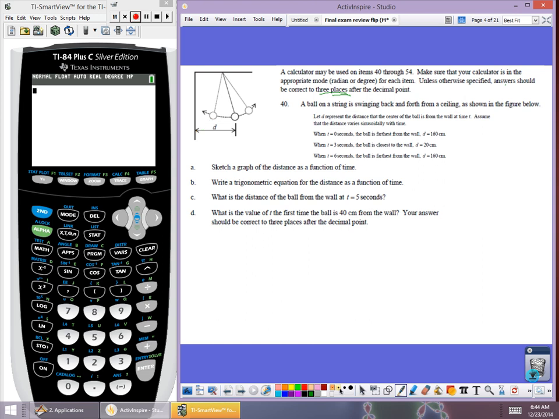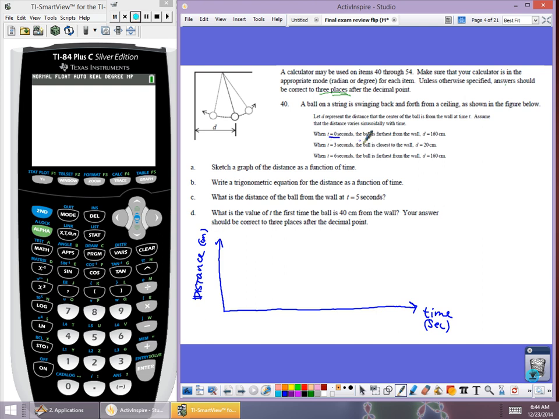So I already know I'm going to have distance and time. So I want to maybe set up my axes. This is time in seconds. And this is distance, and distance in centimeters. It's important that we are writing our units. All right. Then it gives us some data points.